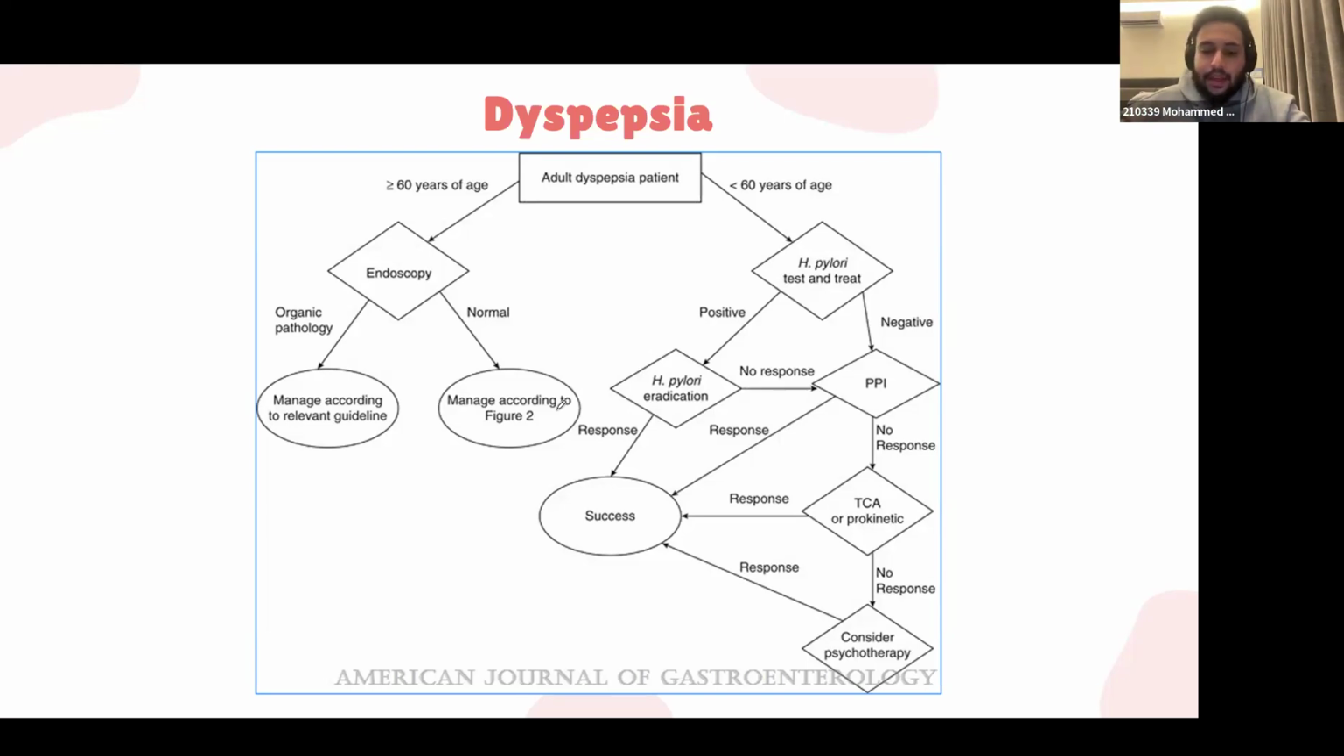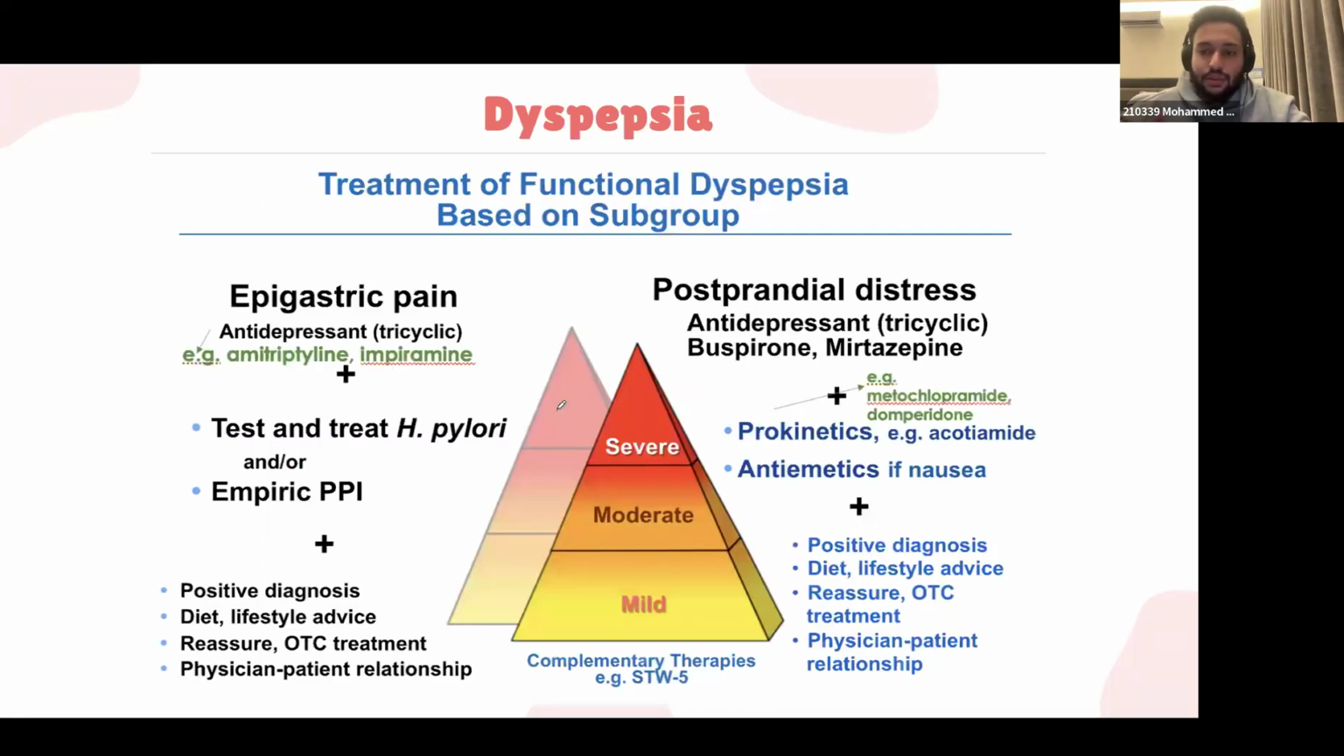Okay. Now, functional dyspepsia, there are two types of this. There's epigastric pain and postprandial distress. The most important thing I want you to remember is for severe functional dyspepsia, whether this is epigastric pain or postprandial, use tricyclic antidepressants. That's it. That's all that's needed for you guys from this whole entire lecture, the dyspepsia lecture.